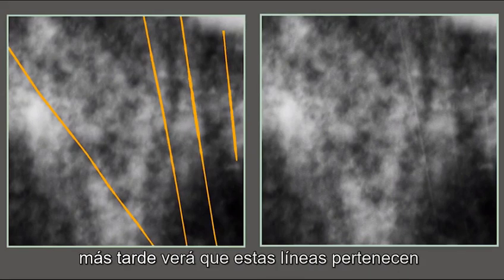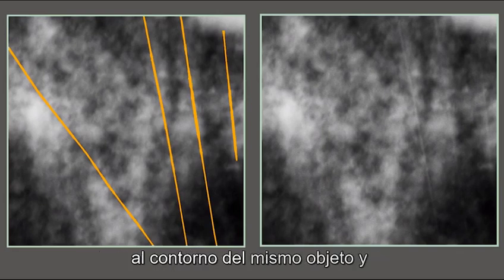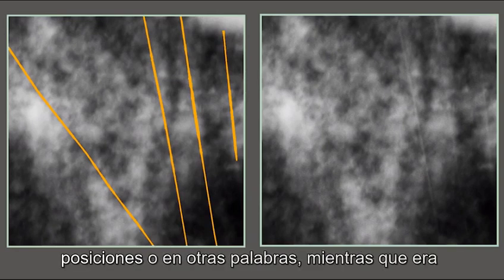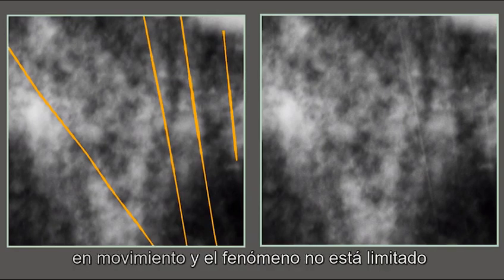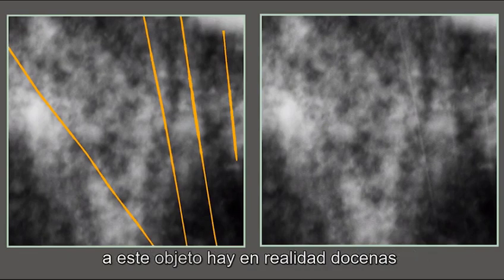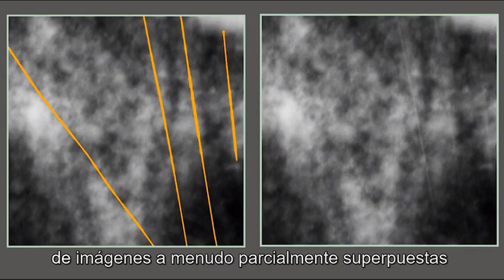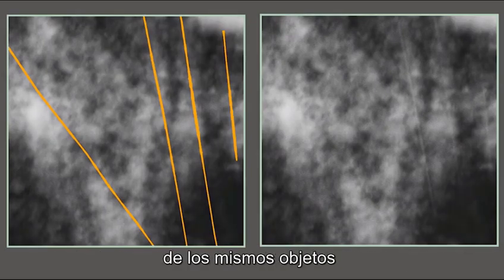We will later see that these lines belong to the outline of the same object, and that radiation produced the object's image while it adopted different positions, or in other words, while it was moving. And the phenomenon is not limited to this object. There are actually dozens of often partially superimposed images of the same objects.